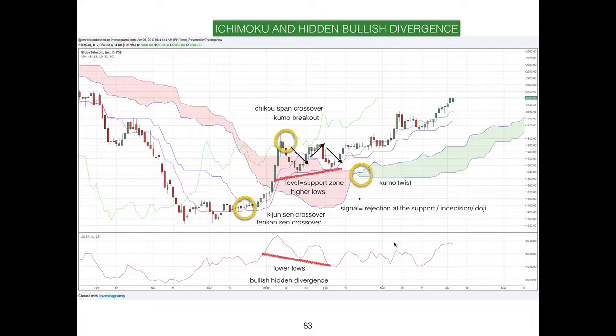So what is the signal in this chart? The rejection or the indecision or the doji. That's a signal to buy. And what's your trigger to buy? This green candlestick that crossed above the Tenkan-sen.